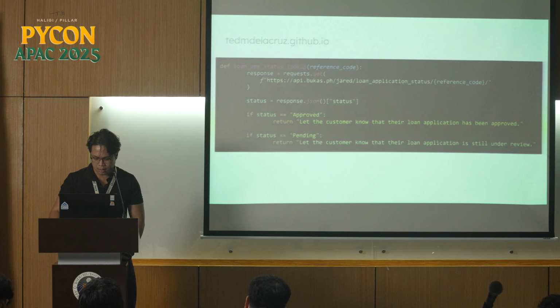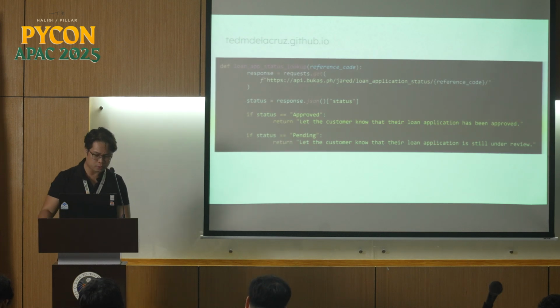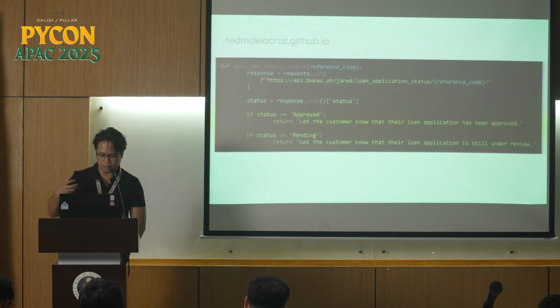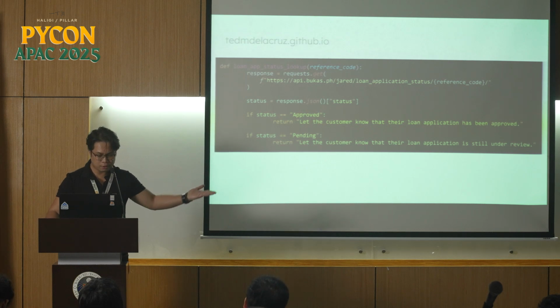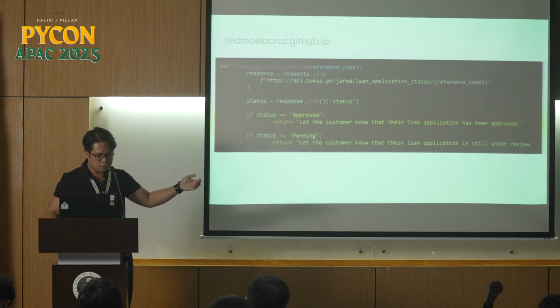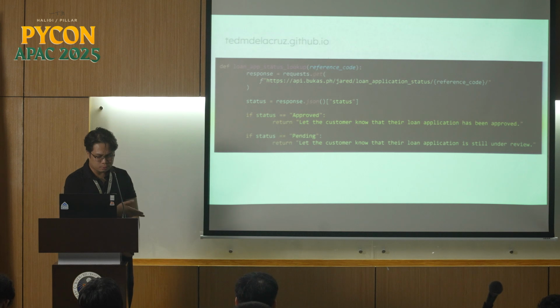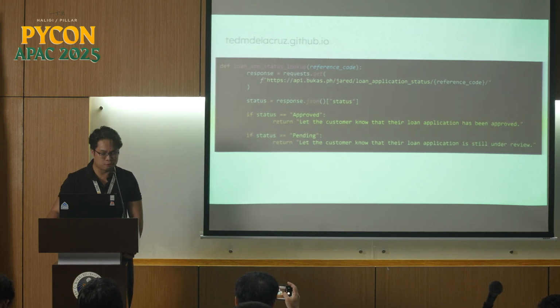Right. So whenever a follow-up email comes in, Jared can check up the status of the loan in our backend. So provided the reference code, if the backend says that it's approved, let the customer know that their application has been approved. If it's pending, it's still in review.